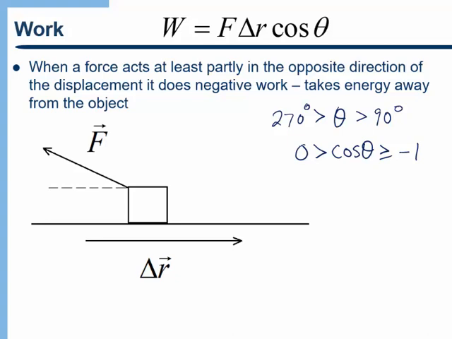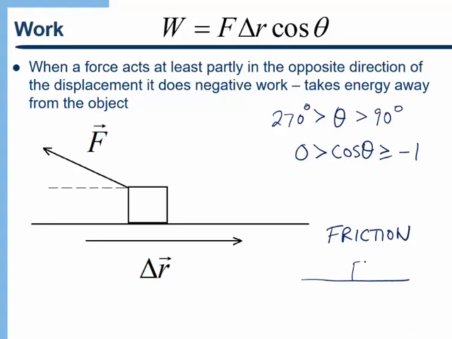So if our object here is moving to the right and the force at least is somewhat to the left, then the work done is negative. We're taking energy away from the object. Let's look at a key example, which is friction. Remember that friction always acts directly opposite the direction of motion.